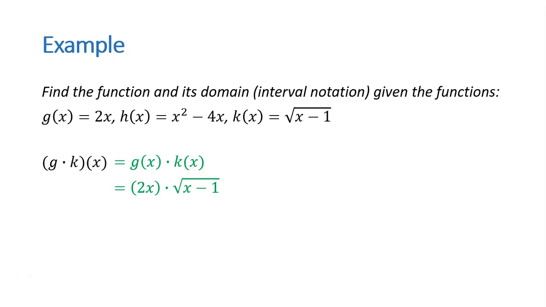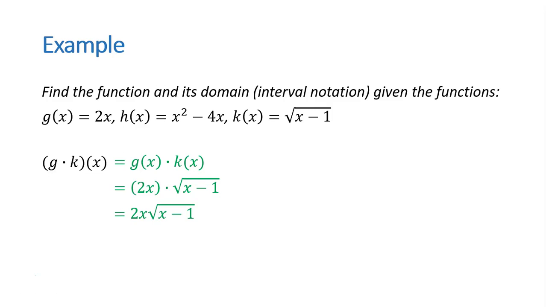But in this case, neither of those really mean anything. So we can drop the parentheses, we can drop the multiplication, and we still have an expression that means the same thing. Now there's no way we can simplify the square root. The 2x does not distribute into the square root. So this is essentially our final function in its simplest form. So g times k of x is equal to 2x times the square root of x minus 1.